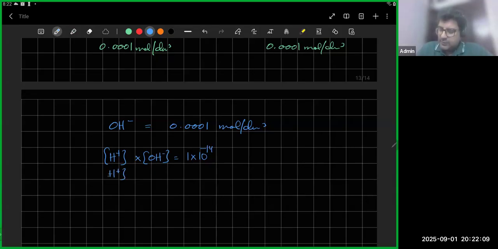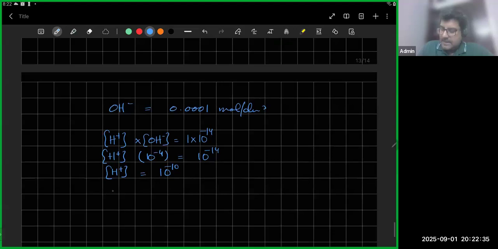Since I already know what the OH ion concentration is, that's 1 times 10 power minus 4. 0.0001 is 10 power minus 4. And this is 10 power minus 14. I will figure out the H plus 1 concentration using that. So that's 10 power minus 14 divided by 10 power minus 4. And that's going to give me 10 power minus 10. And now I know what H plus 1 is.